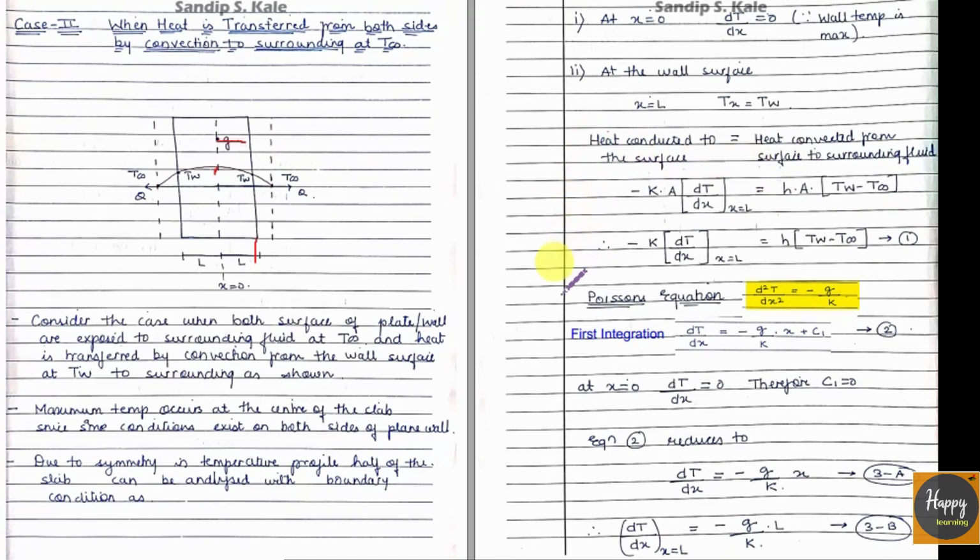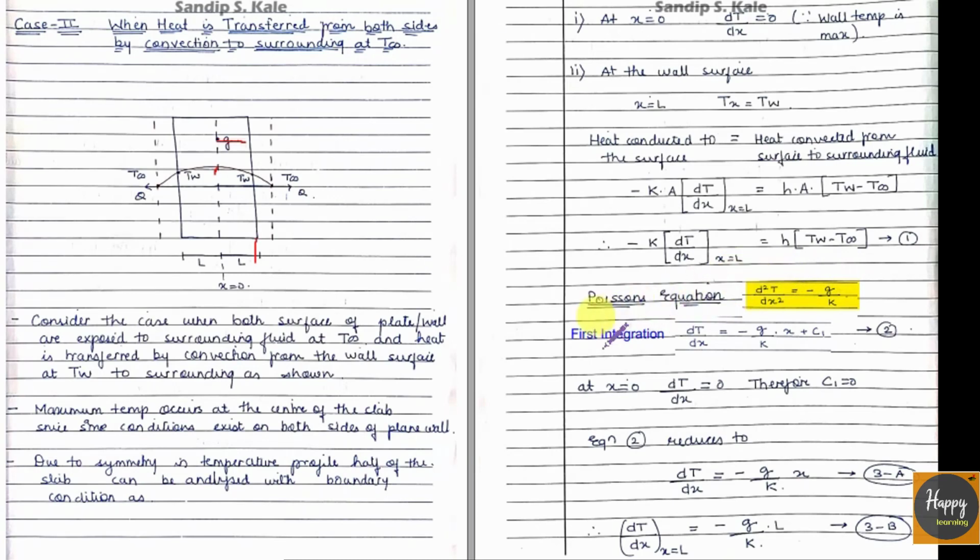Now the first step of the derivation is Poisson's equation. What is the Poisson's equation? We have seen what Poisson's equation is. The Poisson's equation is written as d square T by dx square equal to minus G upon K. So what is our next step? We will integrate the Poisson's equation twice and we will get the values of C1 and C2.